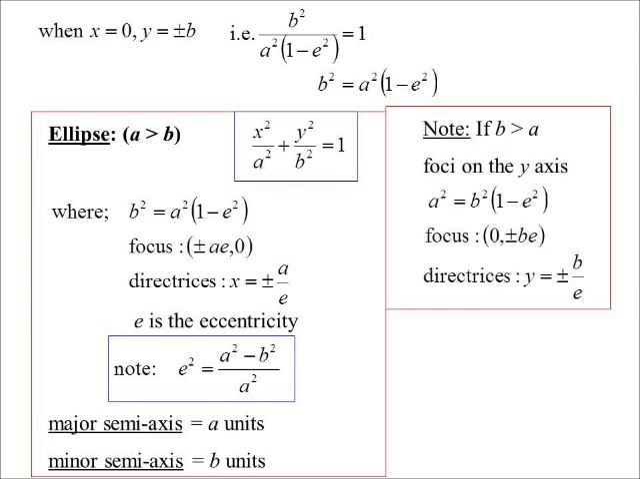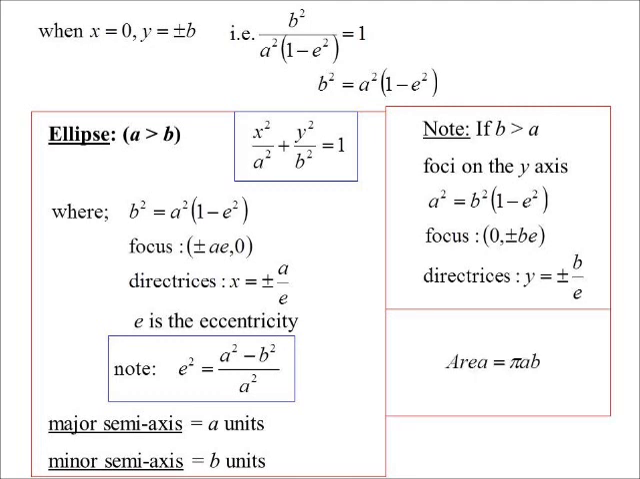Now what happens if it's elongated along the y-axis instead? So b is bigger than a. Now the foci will be on the y-axis instead of the x-axis. What else happens? Oh, the a and the b swap round, if you like. So a squared will now be b squared (1 minus e squared). The foci will be (0, plus or minus be). And the directrices will be y equals plus or minus b on e instead of a on e. So because it's elongated along the y-axis, it's all to do with the y values. So b was the y-intercept. So instead of ae we have be, instead of a divided by e we have b divided by e.